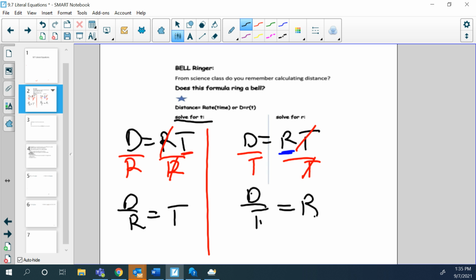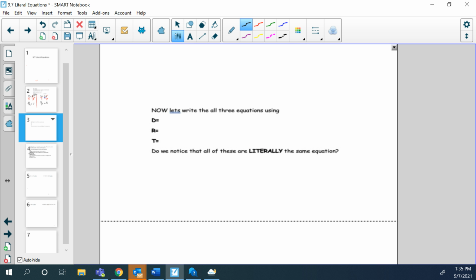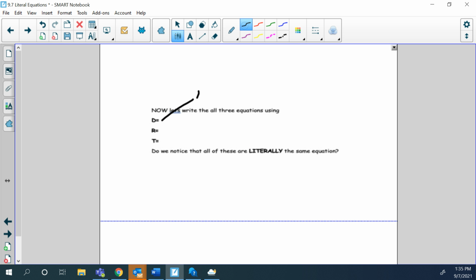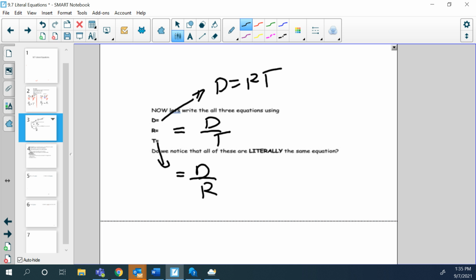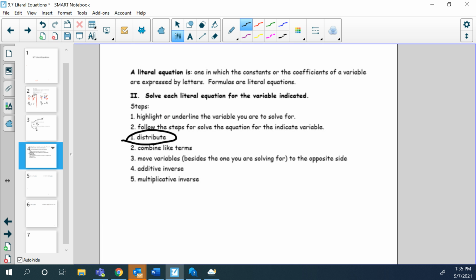Okay, let's get some examples here. You can fill out, I don't have much space right here, but d is equal to rt. Now we just solved for this a while ago. r is equal to d over t, and t is equal to d over r. Okay. All right. I'm going to skip this.